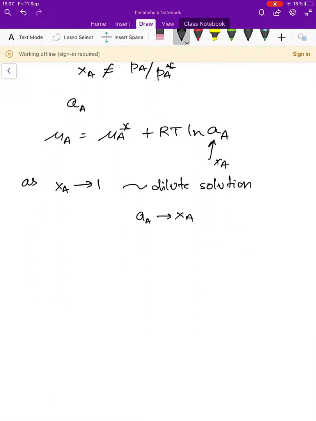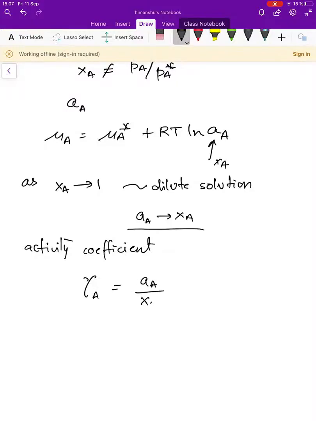To quantify this convergence of the activity to the mole fraction, we define another quantity called the activity coefficient. This is denoted by gamma, and this is equal to the activity divided by the mole fraction. And you can see as the activity approaches the mole fraction, the activity coefficient approaches 1, which means that for ideal solutions, the activity coefficient is equal to 1.